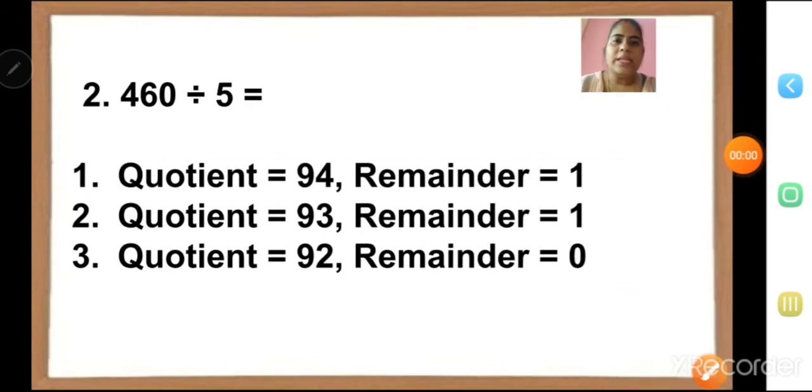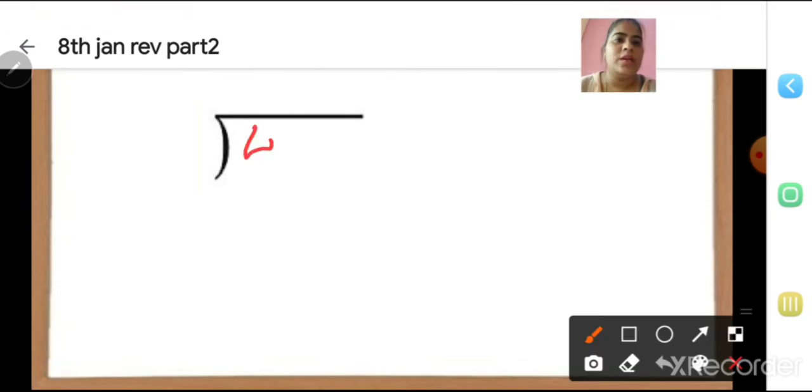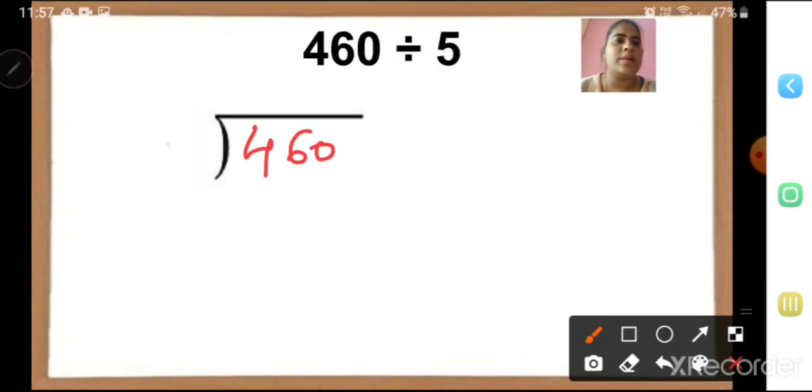Okay. Now next question. 460 divided by 5 is equal to dash. Okay, so we have to divide and find the answer. So let us divide. 460 divided by 5. We will write 460 here inside the bracket and number 5 here out. Now children, see the first number is 4. Number 4 is smaller than number 5. So we cannot divide. In such a case we have to take the next number also together. It will become 46. Correct?